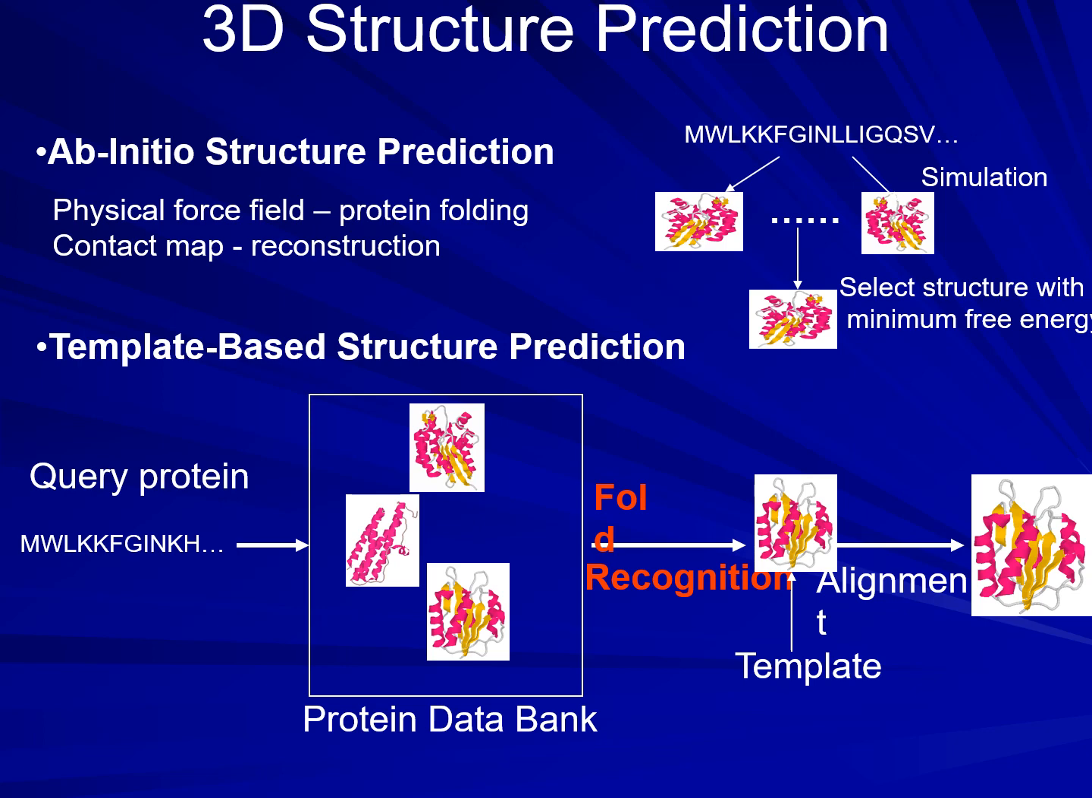Similarly, 3D structure prediction can be done by using bioinformatics tools. There are different methods for the prediction of the 3D structure: ab initio structure prediction and template-based structure prediction. If you have the protein sequence, you can use it as the query sequence, and the 3D prediction server will use the Protein Data Bank for the template for modeling. This template structure is then aligned with your query sequence, and the 3D structure prediction is produced.